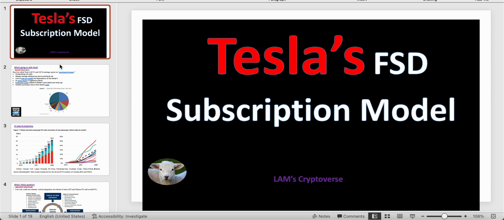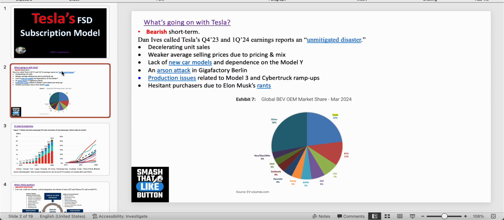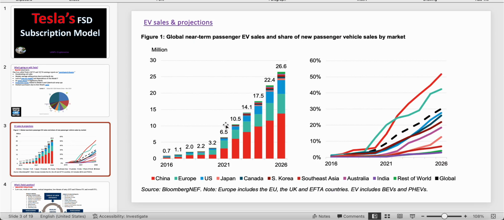First I said, what's going on with Tesla? I think we all know what's going on with Tesla. They're having a really, really hard time. Dan Ives is calling it an unmitigated disaster. Low car sales. No one's buying their cars. Not even the Chinese are selling more cars than them. That's referring to BYD. However, long-term car projections, EV car projections, are positive.